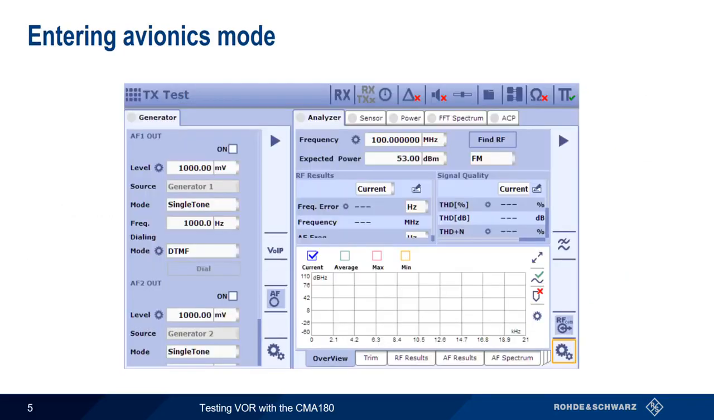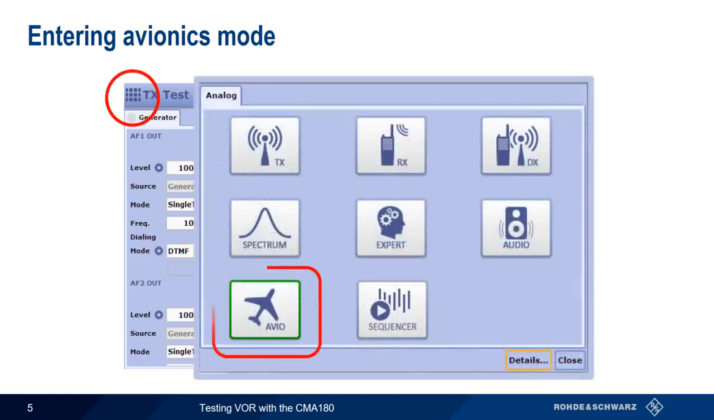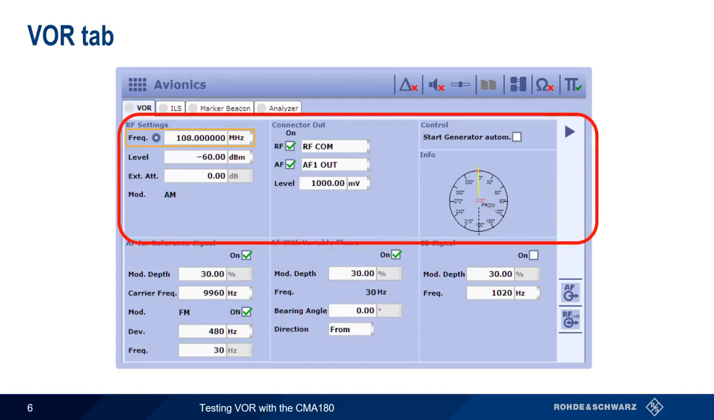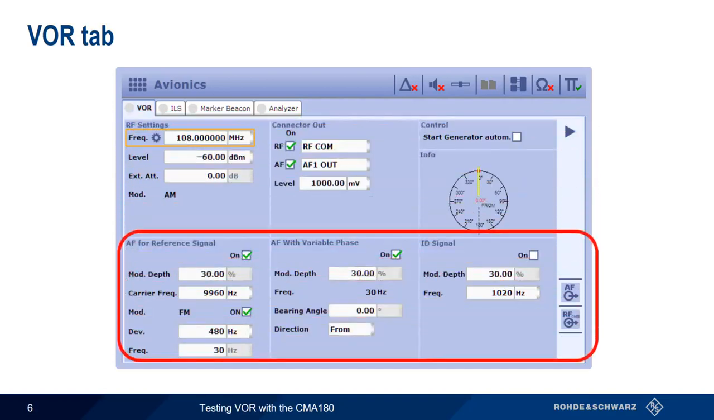To enter Avionics Mode on the CMA180, select Avionics from the list of available analog modes. There are four tabs under Avionics: VOR, ILS, Marker Beacon, and Analyzer. All VOR signal generation parameters are configured under the VOR tab. These parameters can be divided into two general areas. The first are the generic RF, connector, and control parameters. The second are the VOR-specific parameters for reference, variable, and COM ID signals.